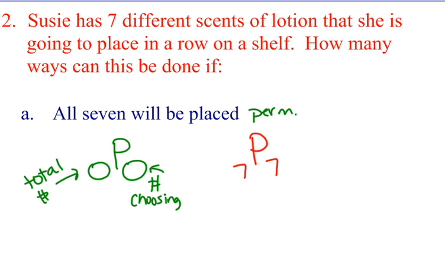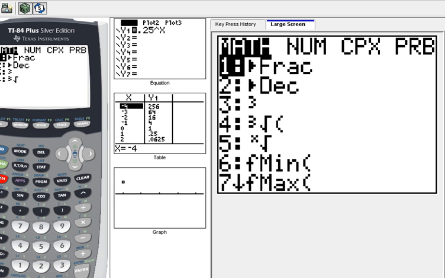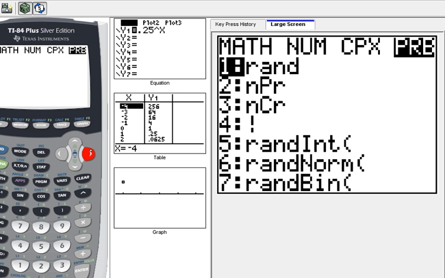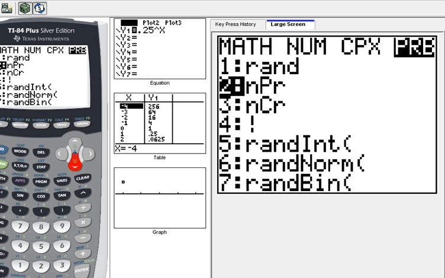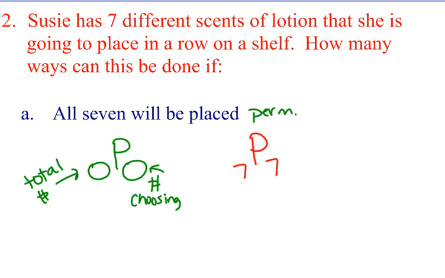So on my calculator, I punch the 7 in first, and then I go to math, and I go over to probability, and you can see number 2 there. It says nPr, so I'm going to choose number 2, that's a permutation. Now the combination would be number 3. So number 2, nPr, and then I'm choosing 7. When I hit enter, that tells me all the different combinations. So there's 5,040 different ways that she could display those lotions. And that's when order matters.